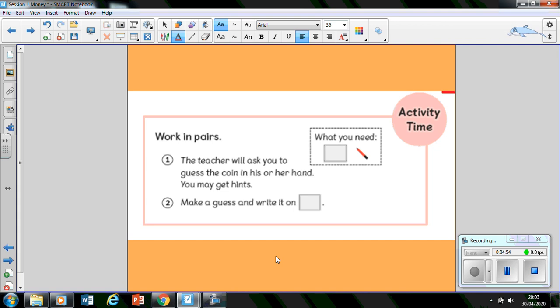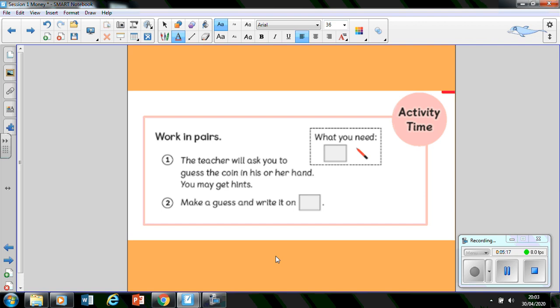What you might need to do is one of you is going to close your eyes. For example, if your partner is going to choose a coin, you can't peek, you can't have a look. So you're going to close your eyes, or leave the room for a short amount of time while they make their choice. When they choose their coin, they're going to hold it in their hand and not show it to you, or hide it behind their back.